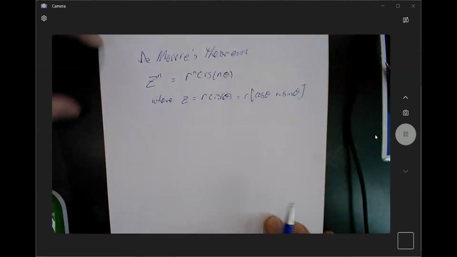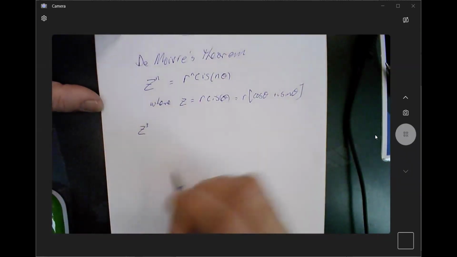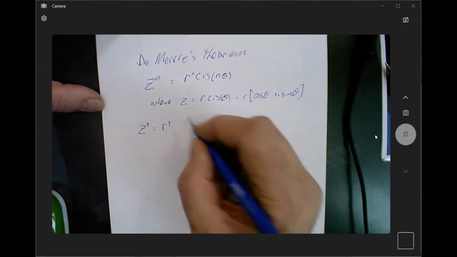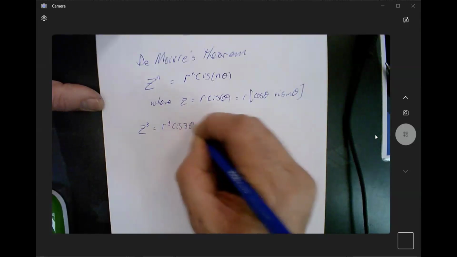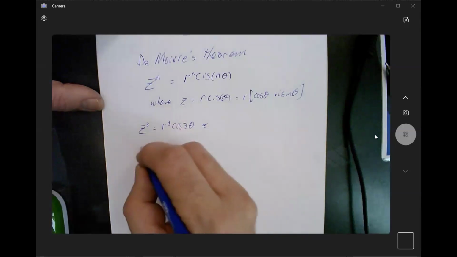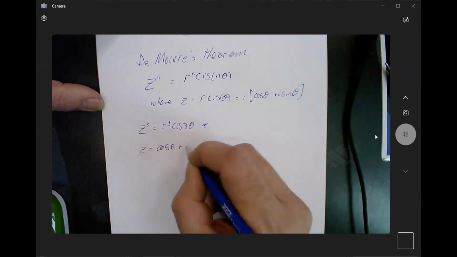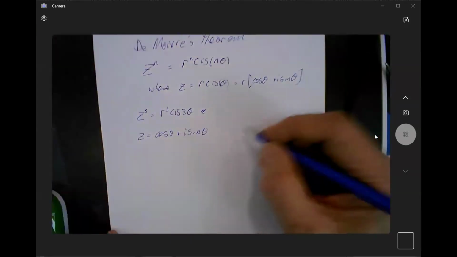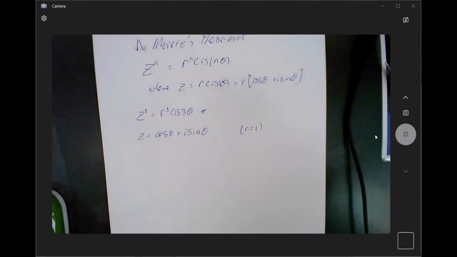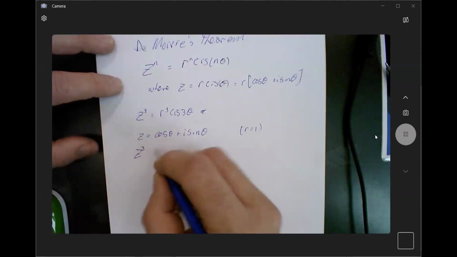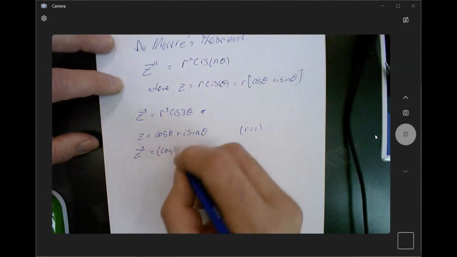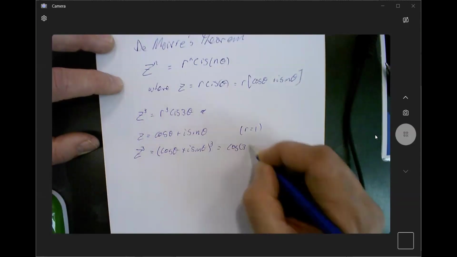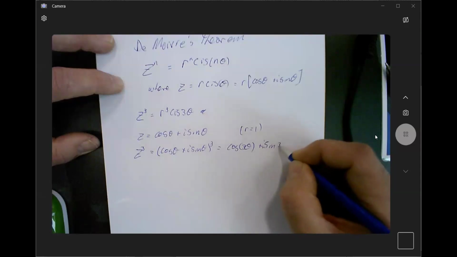Or the other thing that we can do, have we ever done this? If we looked at z cubed, that is going to be r cubed and then 3 theta. So if I take z is equal to cos theta plus i sine theta, I've made r equal to 1. Then my z cubed is going to be cos of 3 theta plus i sine of 3 theta.